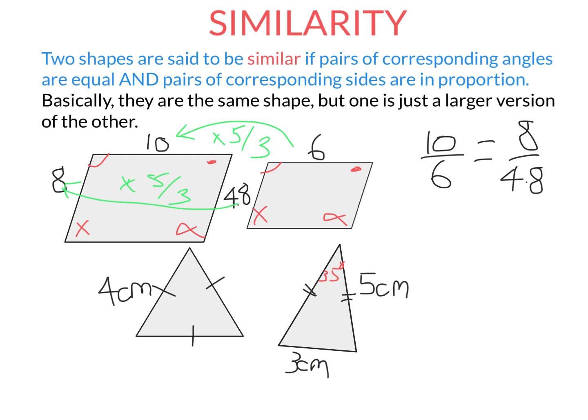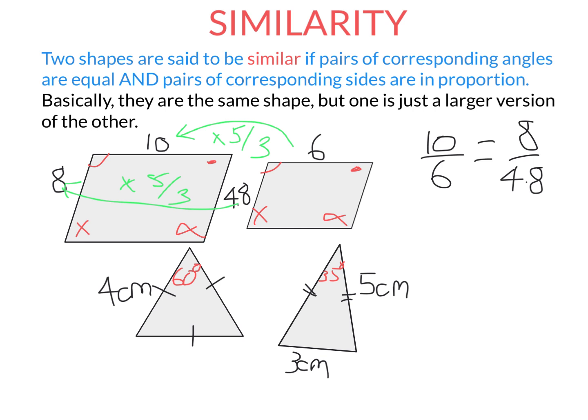So these two shapes are similar. On the other hand, these two shapes are not similar. It turns out that their sides are not in proportion, and their angles are not equal. This is an equilateral triangle. For an equilateral triangle, all its angles are 60 degrees. Every equilateral triangle has angles 60, 60, 60. So you can see there's a pair of corresponding angles that are not equal. The smallest angle in this triangle is 35. The smallest angle in this triangle is 60 degrees. So we have a pair of corresponding angles that are not equal.